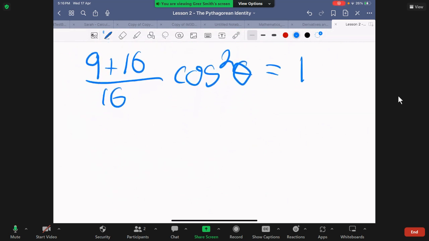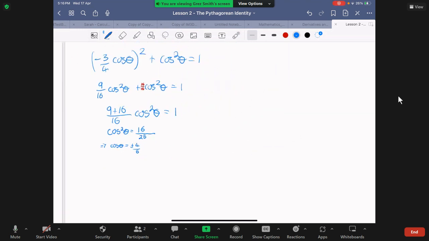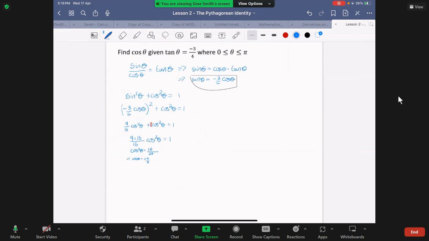We need to rearrange this. I get cos squared theta. I can rearrange this. If I multiply both sides by 16, that'll come here. If I divide both sides by 25, that'll come down here. Can then take the square root, and I get cosine of theta equals plus or minus 4 over 5. Right, I'm not finished yet. I've got to think it all through with the information given in the question.